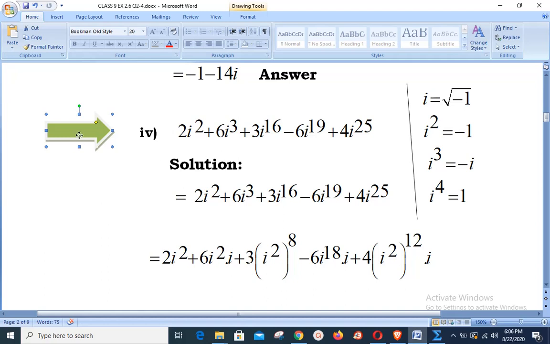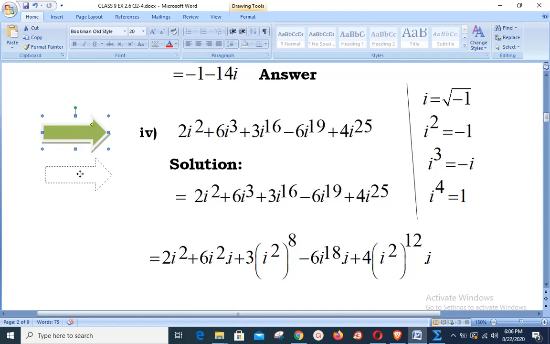Viewers, we have the basic definition I told you earlier. Iota is equal to square root minus 1, squaring on both sides. Iota square gives us minus 1. Then multiplying again both sides by iota, we have iota cube is equal to minus iota. And here again multiplying both sides by iota, we utilize iota power 4 is equal to 1. Viewers, all these rules we will be using for this part number 4 solution. You need to keep all these rules in your mind for the solution.